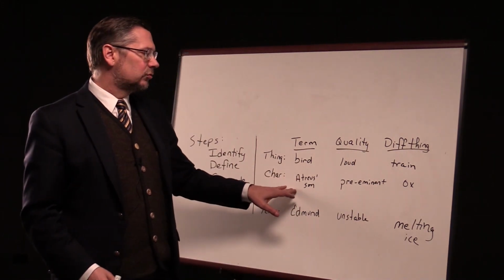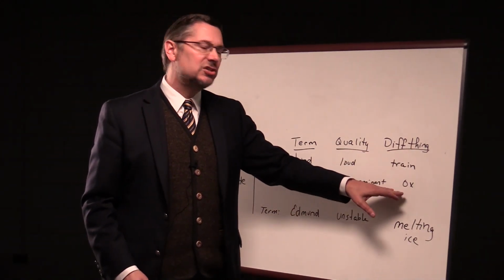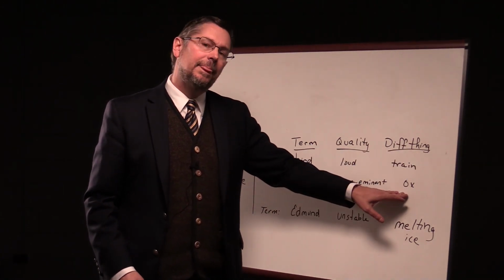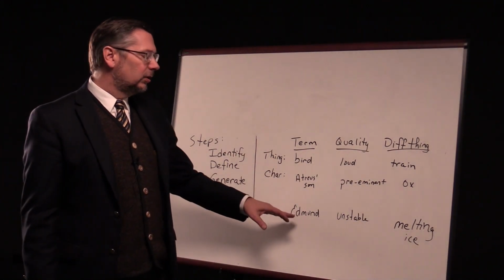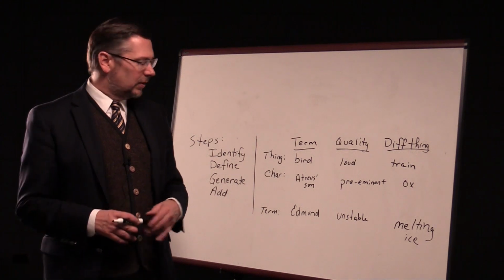And so we have a term, Atreus' son. We identify the quality of preeminence, and we identify a different thing of a different kind, an ox. Then we look at a third term in this case. We're going to look at the term Edmund because he's a term from the essay, and that's what they'll be asked to do on their worksheet.